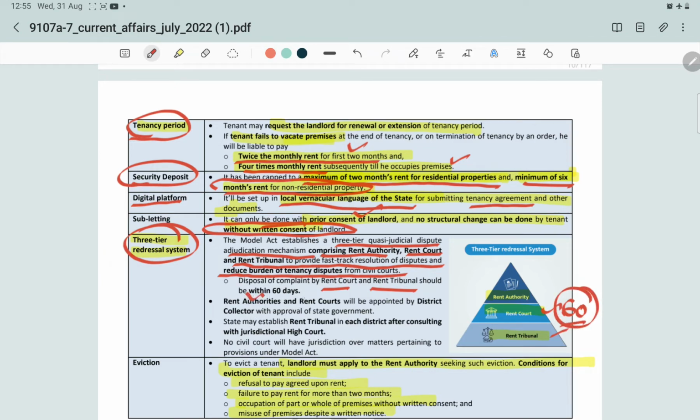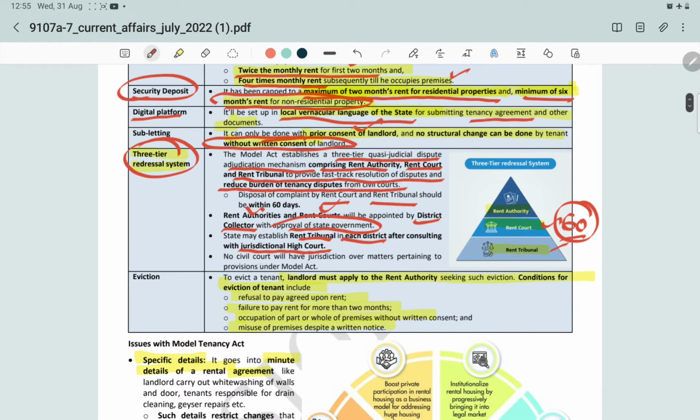Rent authorities and rent courts will be appointed by the district collector with approval of the state government, and the state may establish the rent tribunal in each district after consulting with the jurisdictional high court. No civil court will have jurisdiction over matters pertaining to provisions of the Model Act.